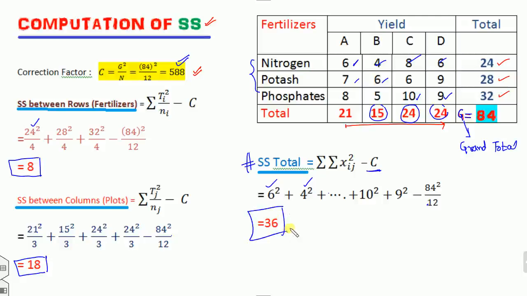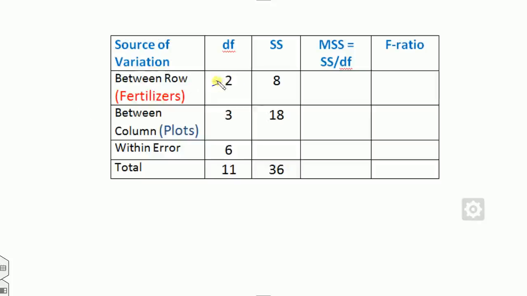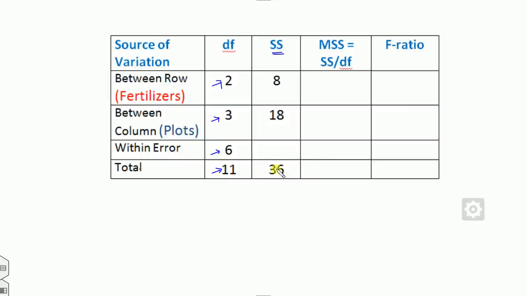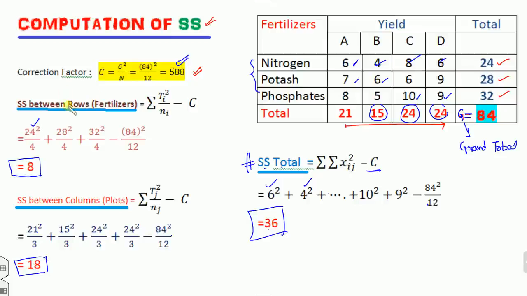Okay, so based on this observation we can draw the final table as this. Look at that, this is the observation we computed in the previous slide, 3, 6, 2, 3, 6, 11. So look at SS total, it is my 36. So I just put it up here as 36. SS between the row is 8.